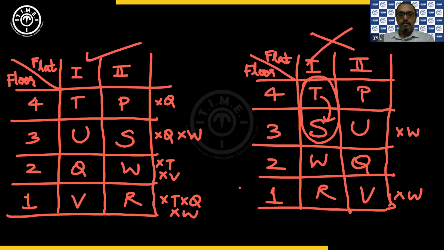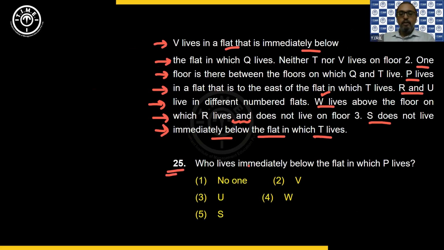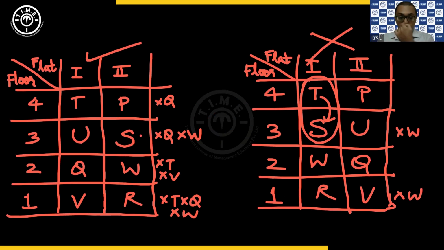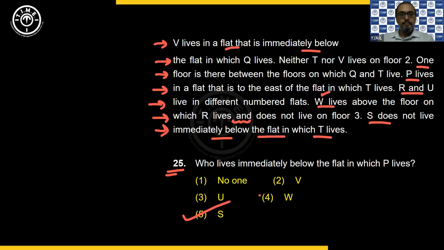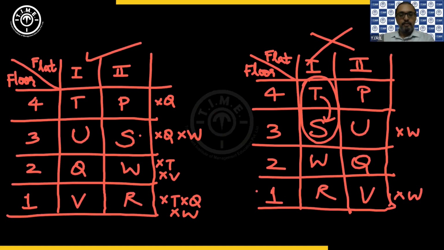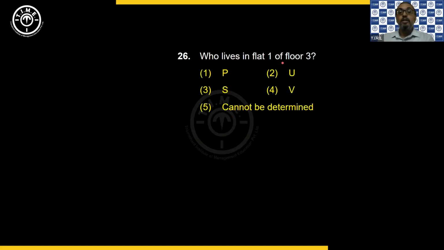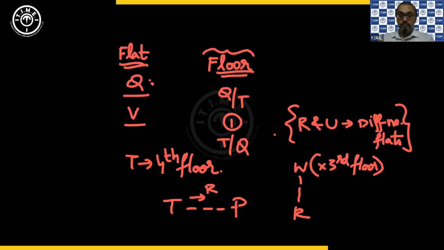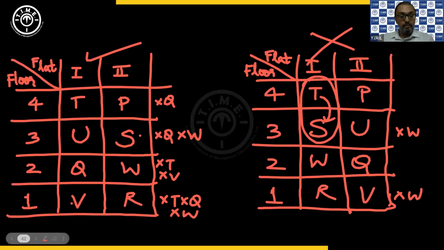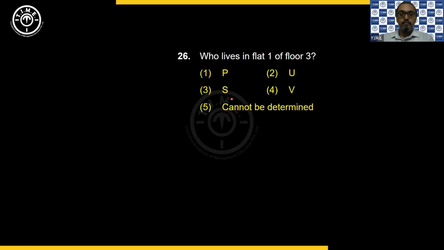Right. Then questions. Who lives immediately below the flat in which P lives? So immediately below the flat of P is S. 5th option. Correct. Then who lives in flat 1 of floor 3? Let us check. Flat 1 of floor 3 is U. Correct? Yeah. Choice 2.